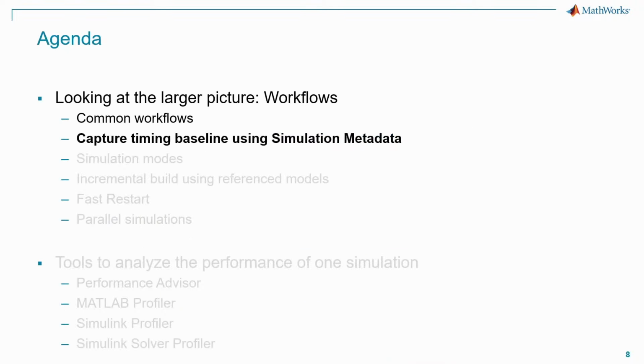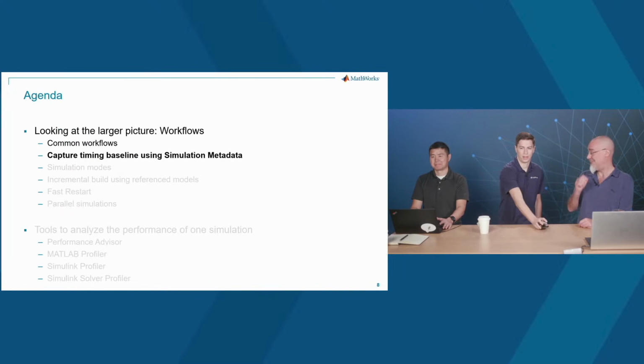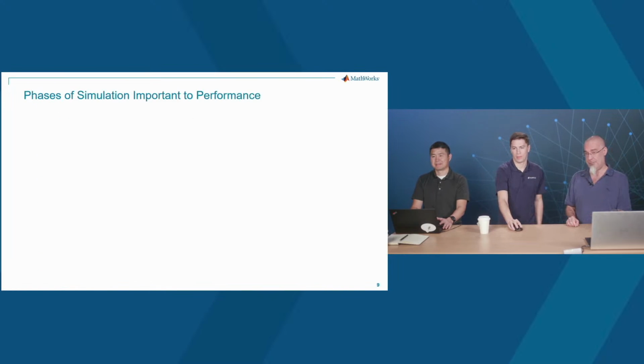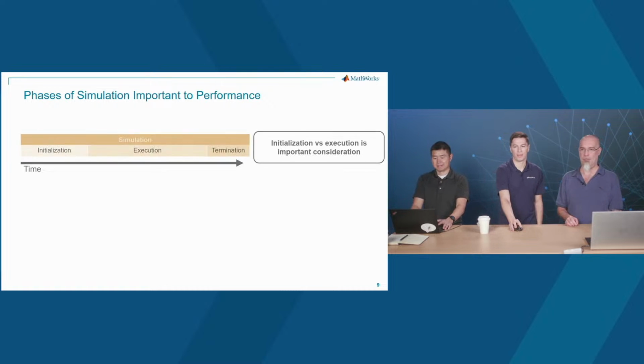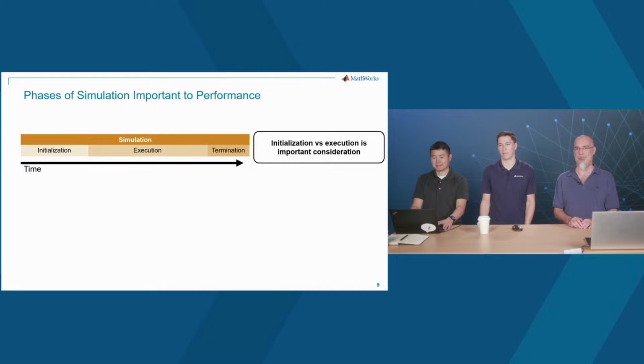So now that we've seen those four workflows, let's begin to talk about improving performance. For that, as in any kind of project, you need to capture a baseline, capture the current state, and Reed is going to help us with that. Sure, Guy. So before we talk about capturing a baseline, let's go over some of the different simulation phases in a normal Simulink simulation. When Guy was talking about the different workflows, he was mentioning a lot about initialization versus execution time and how that ratio is important.